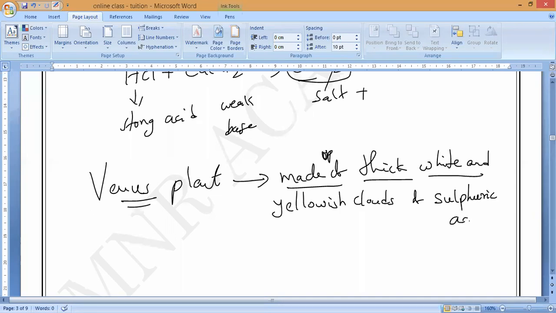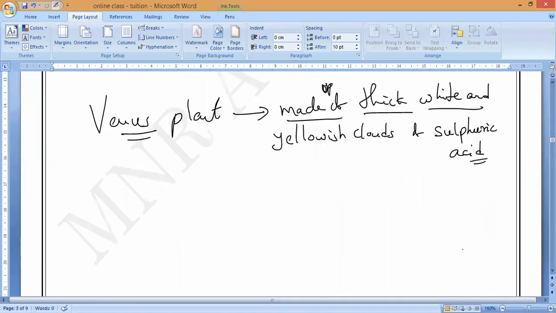Acid. Very, very important MCQ question. So it contains sulfuric acid. Always, like on our Earth how the rain falls, like that on Venus continuously rain will fall. That rain is called what? Sulfuric acid. So that is the reason.